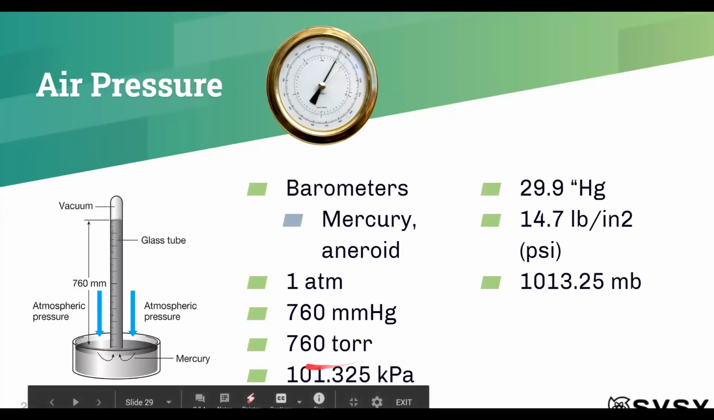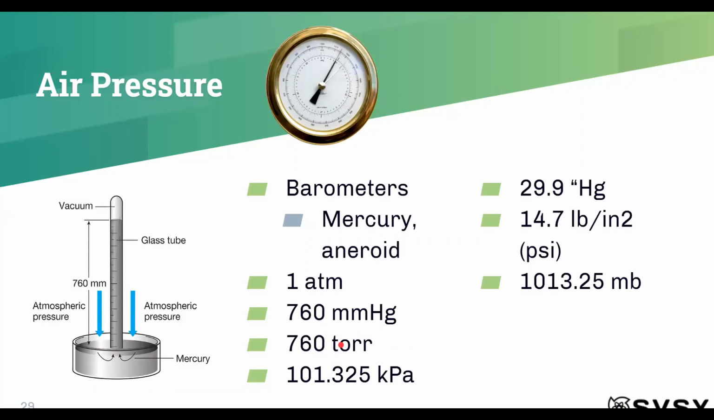So this is a little interesting unit. The torr is actually defined as 1 millimeter of mercury. They just felt the need to make another unit. They're completely the same, so just note that this is a thing. Another unit that is often used is the kilopascal. The pascal is the SI unit for pressure. It's defined as newtons per square meter.